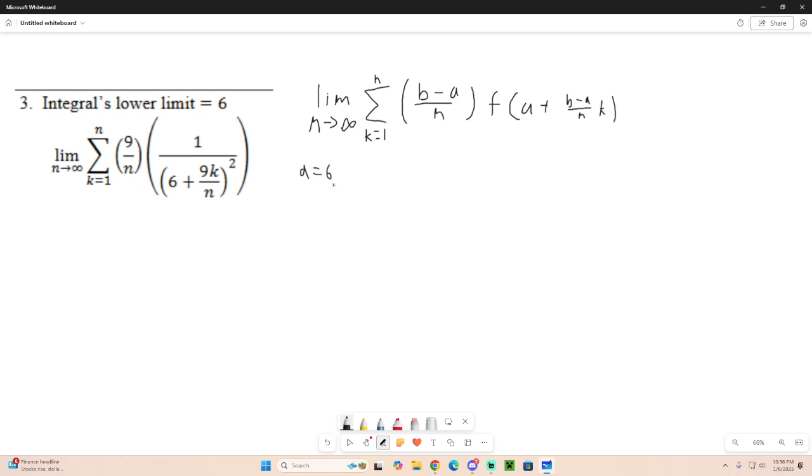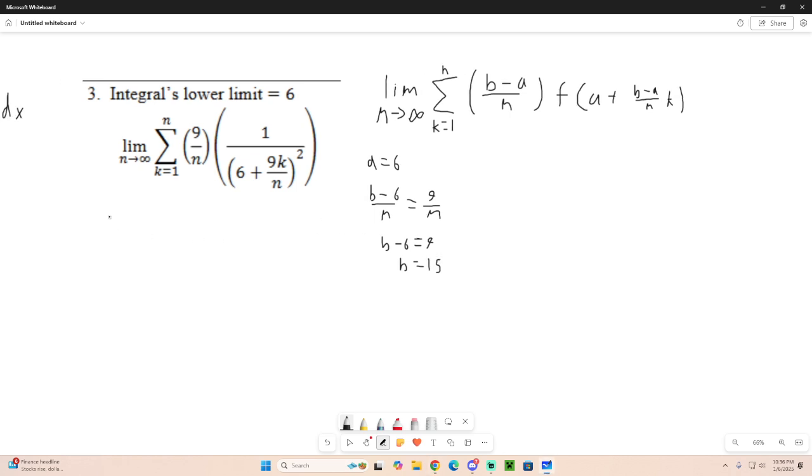Equals 6. So that means that b minus 6 over n is equal to this part right here, 9 over n. So b minus 6 equals 9. So what does b equal? 15. b is equal to 15. So I'm going to start off the integral from 6 to 15, right?